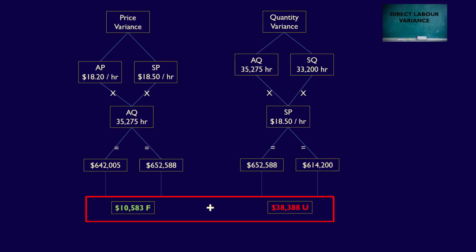We calculate the total variance as the price variance of $10,583 favorable plus the quantity variance of $38,388 unfavorable. Since the two variances are moving in opposite directions, we have to deduct the smaller number from the larger number, which is $38,388 of unfavorable less $10,583 favorable, which is equal to the total direct labor variance of $27,805 unfavorable. We have now used the flowchart to calculate the direct labor price variance, the direct labor quantity variance, and the total direct labor variance.